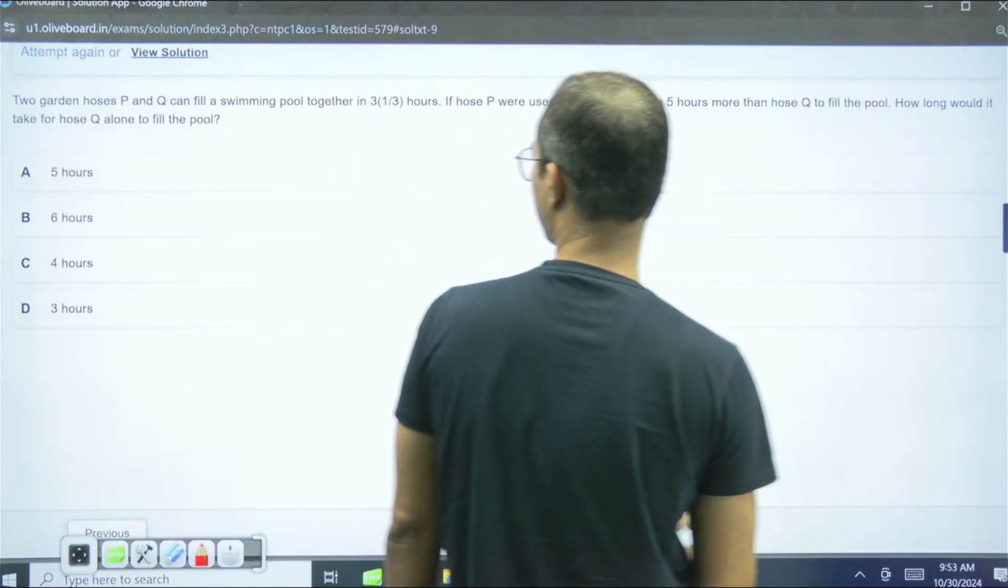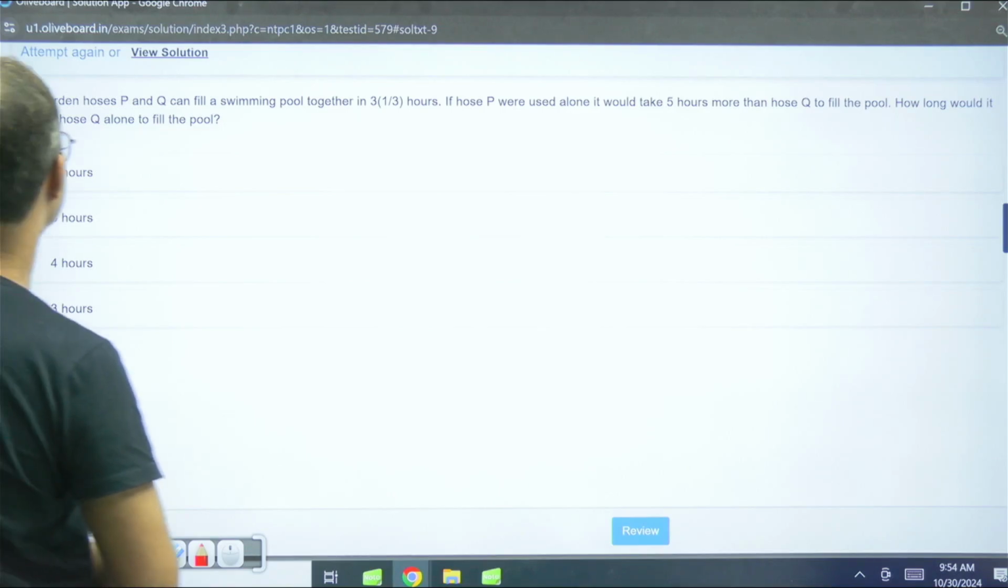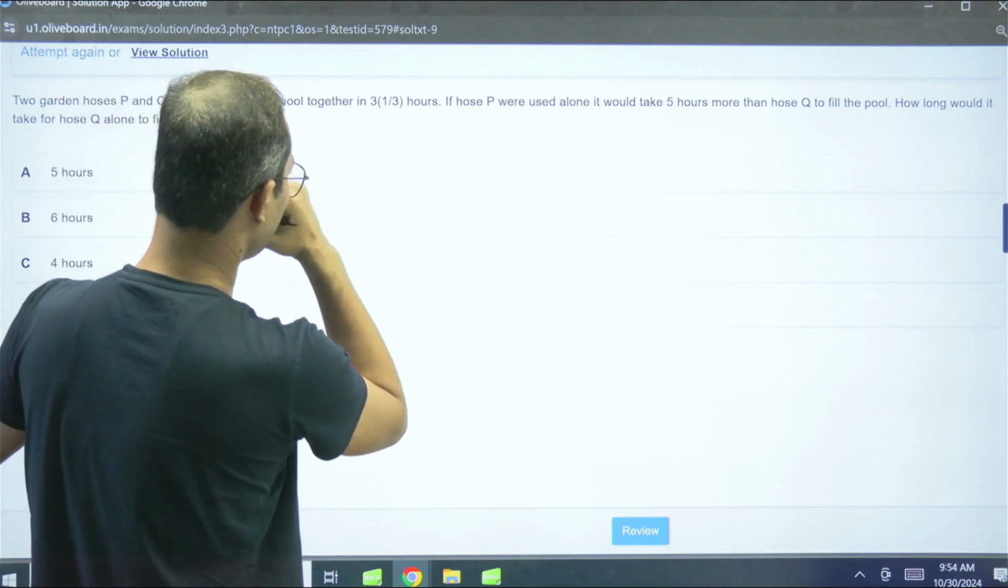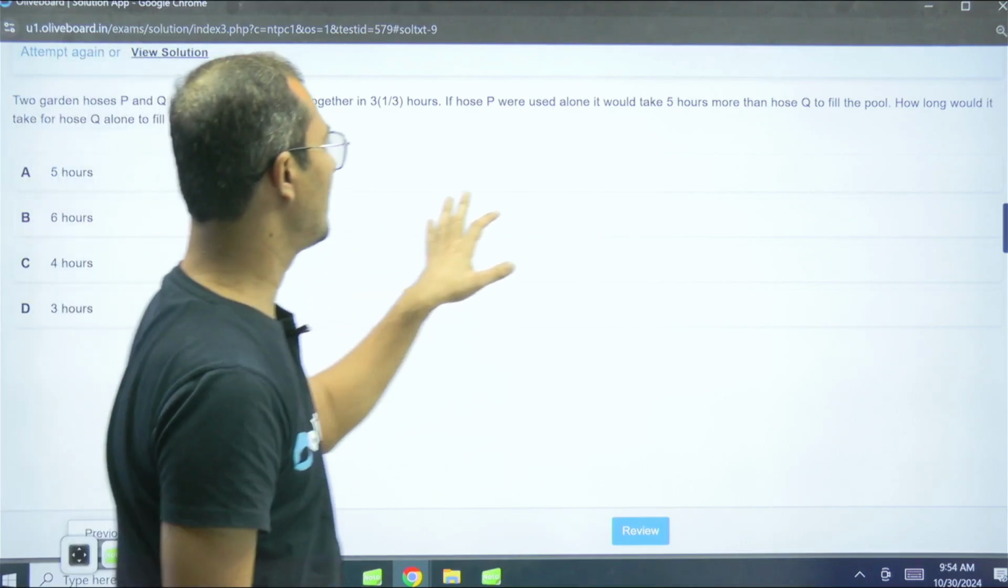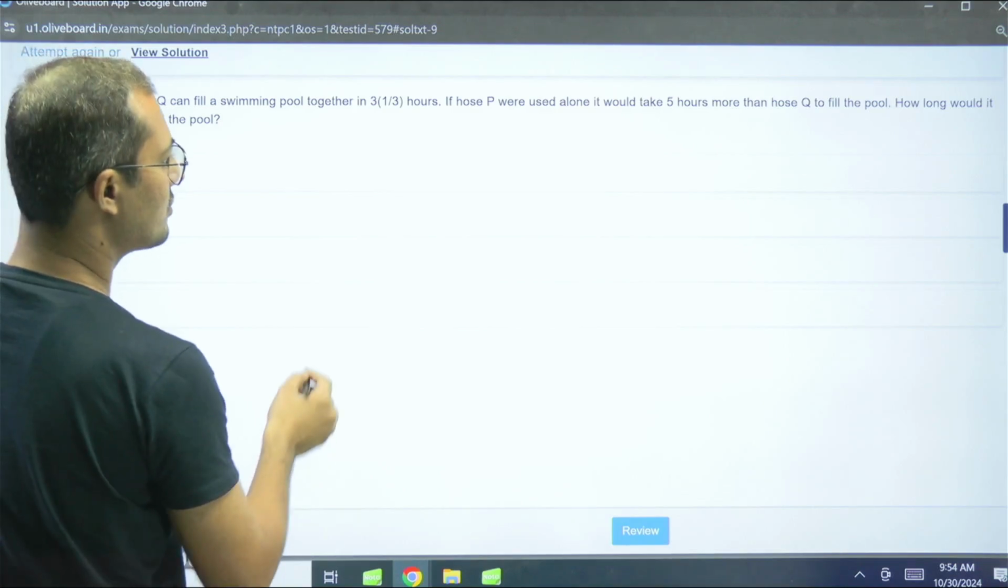So moving to next question. Tell me what is the answer for this question. Two garden hoses P and Q can fill a swimming pool together in 3 whole 1/3 hours. If hose P were used alone, it would take 5 hours more than Q to fill the tank.